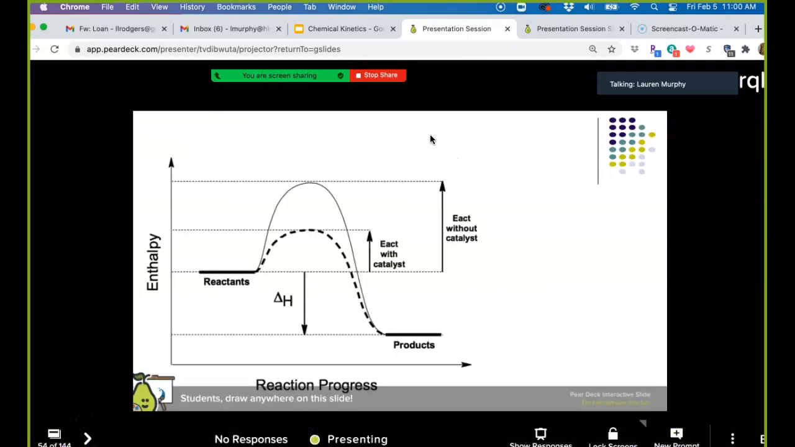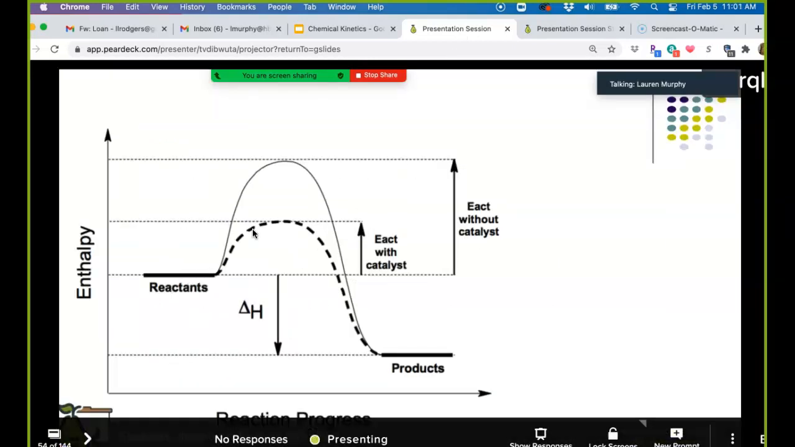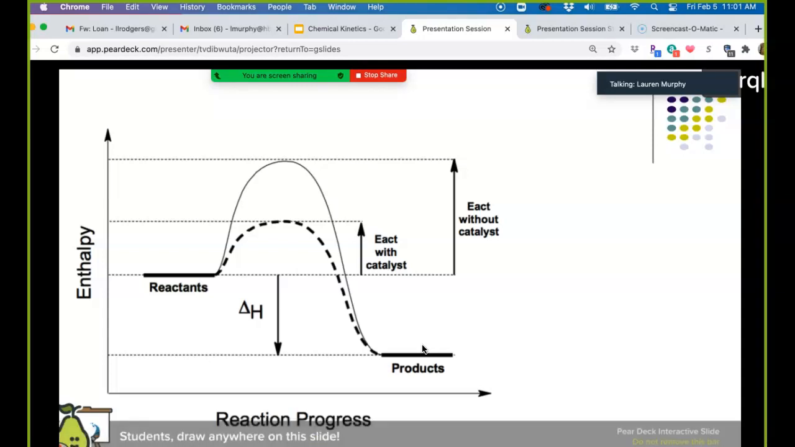Okay, so again, catalysts will lower the activation energy. It does not change anything else. Delta H stays the same. Reactants start the same. Products end the same. Just the hill is easier to get over. Okay.